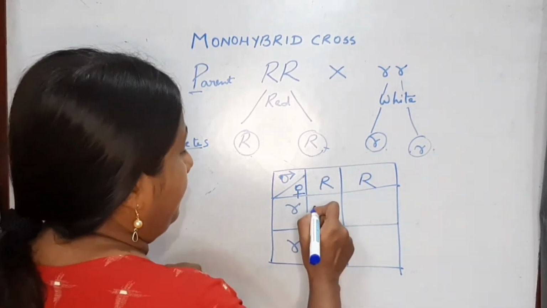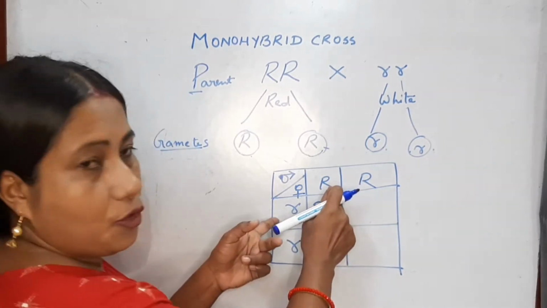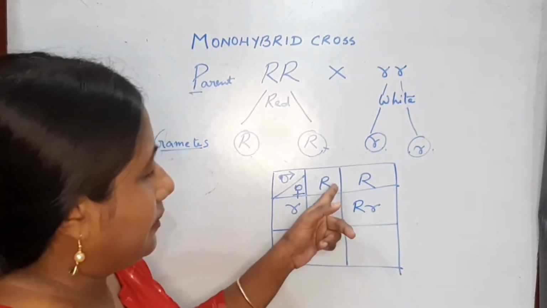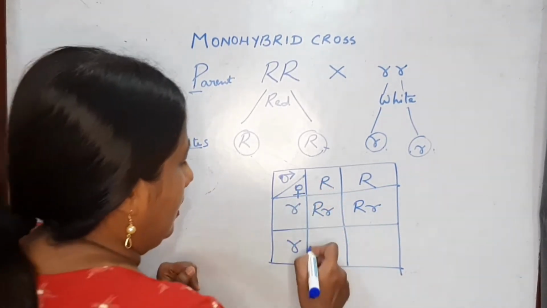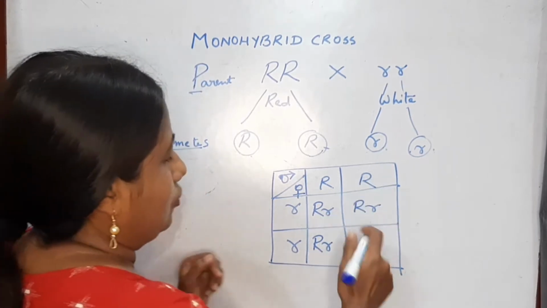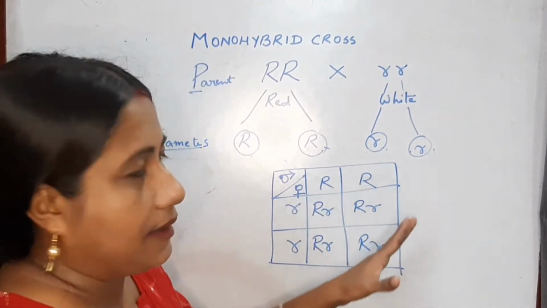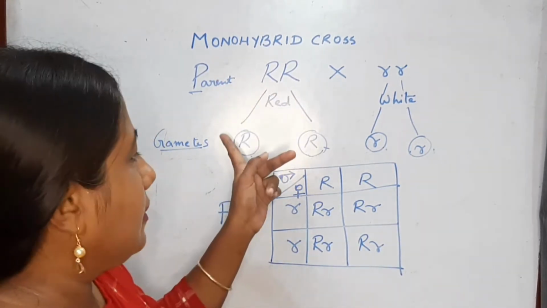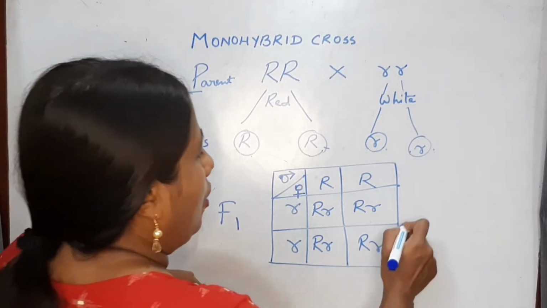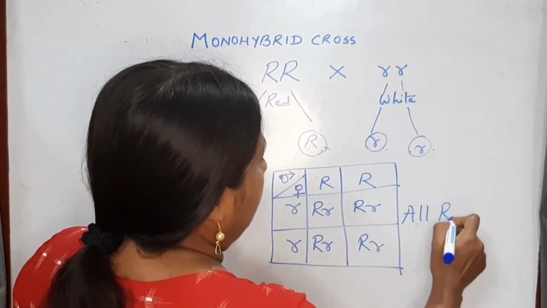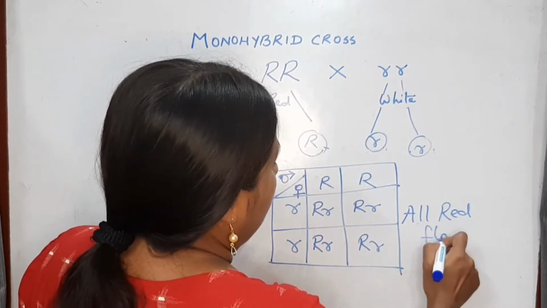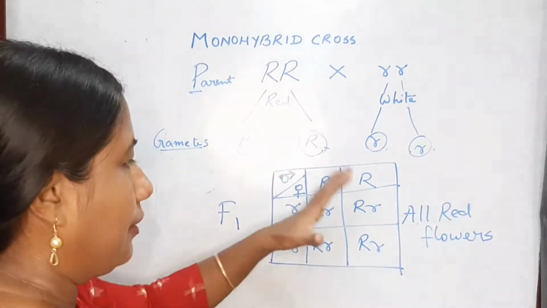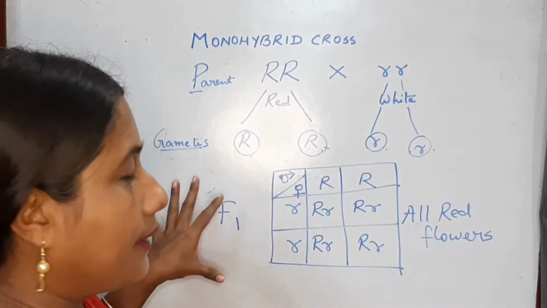So what are the probabilities? You see, cross these two, capital R, small r, again these two, capital R, small r. Again you will cross with these two, capital R, small r. So what are you getting? All red. So this is the F1 generation: parent generation, the gametes, thereafter the F1 generation, all red flowers. All the plants bear red flowers. So this is about F1.